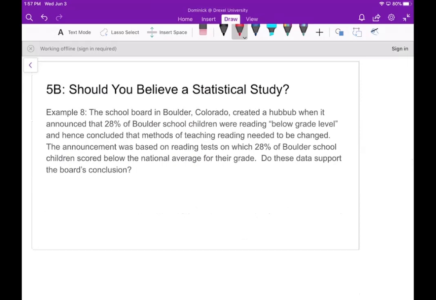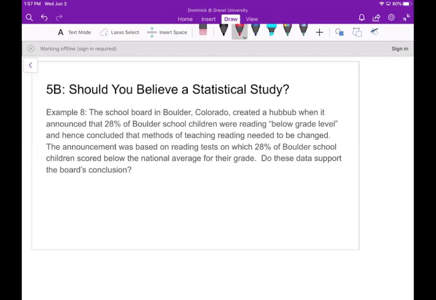Now, in example 8, the school board in Boulder, Colorado created a hubbub when it announced that 28% of Boulder children were reading below grade level, and hence concluded the methods of teaching reading need to be changed. The announcement was based on reading tests on which 28% of Boulder school children scored below the national average for their grade. Do these data support the board's conclusion?